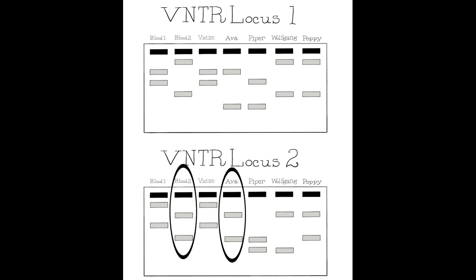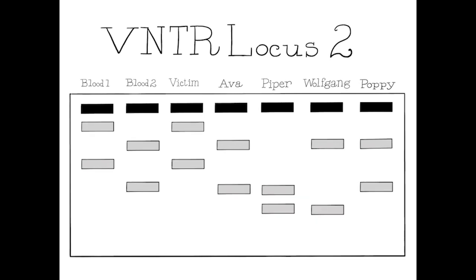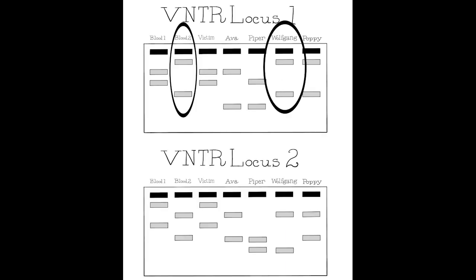Though Ava did match blood 2 in the locus, she did not match all the alleles of any of the evidence in locus 1. Piper did not match any of the evidence completely at all. I would also like to point out that since Ava is Piper's parent, they matched one allele in each of the loci. They did not match an allele with anyone else on both loci, so there's no doubt Ava is Piper's mom. Wolfgang only matched all the blood 2 alleles in locus 1 and did not completely match any other.